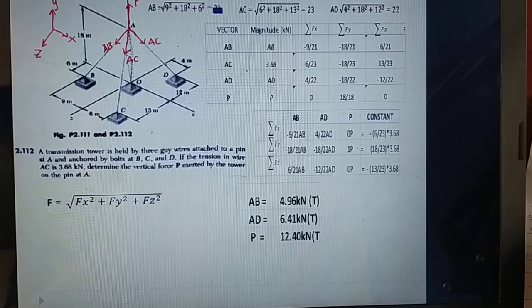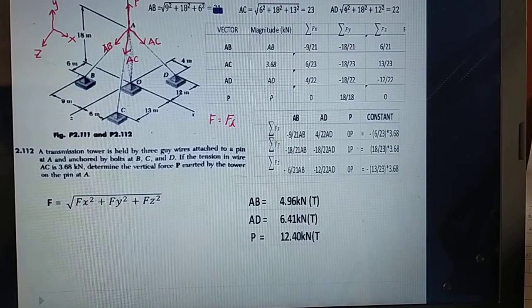Okay, so from the definition, the vector F is equivalent to its magnitude multiplied by V, the unit vector. So here, for summation along x-axis, for AB along x-axis, I rearrange it for the horizontal to be as row. So negative 9 over 21 multiplied by AB. That is supposedly the magnitude that is going to be determined later.